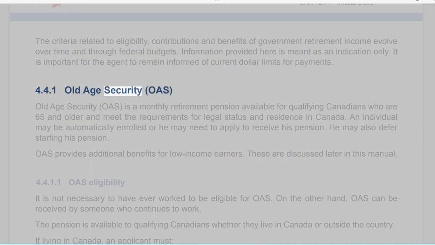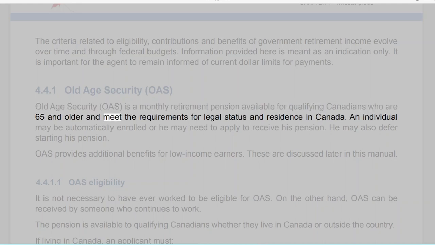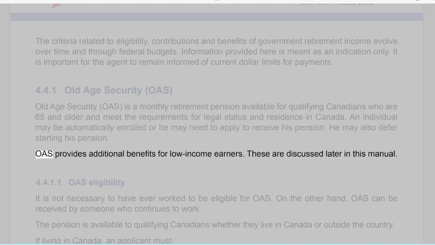4.4.1 Old Age Security, OAS. Old Age Security, OAS, is a monthly retirement pension available for qualifying Canadians who are 65 and older and meet the requirements for legal status and residence in Canada. An individual may be automatically enrolled or he may need to apply to receive his pension. He may also defer starting his pension. OAS provides additional benefits for low-income earners. These are discussed later in this manual.